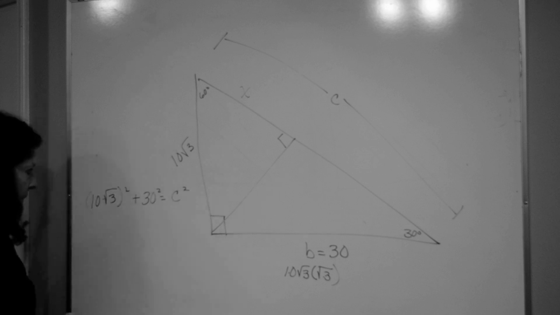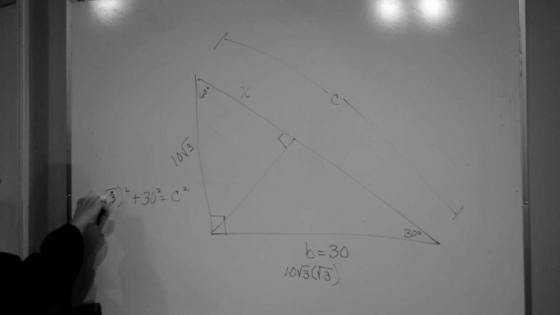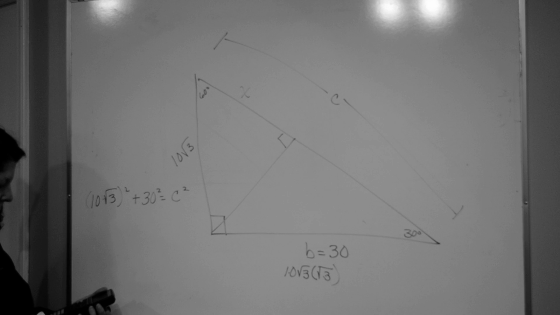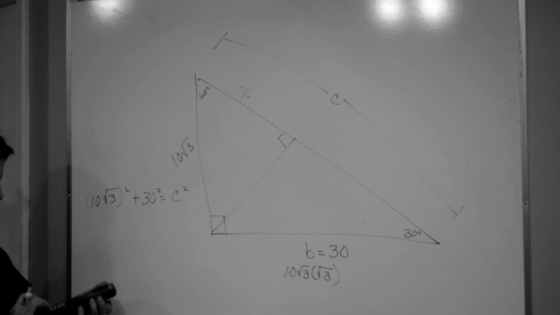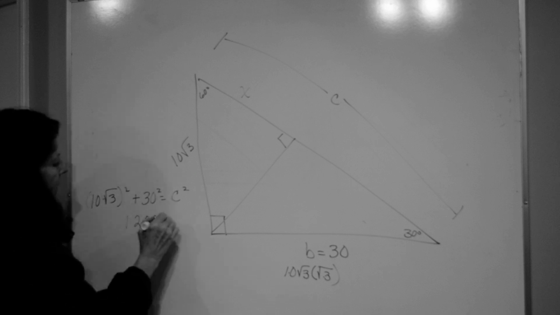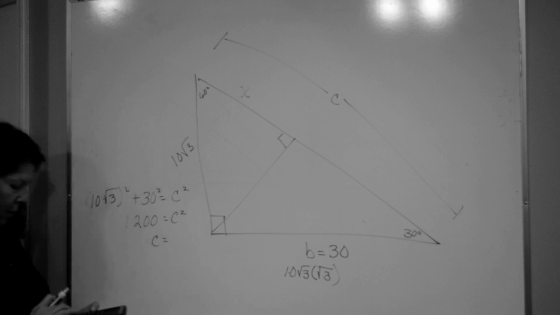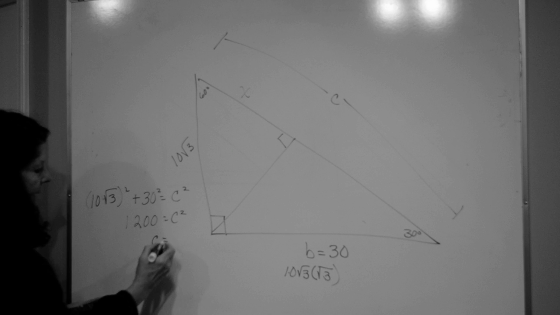And I'm going to have 100, because it's 10 squared, times 3, because it's going to be the square root of 3 squared. So that's going to be 300 plus 30 squared. So I have 1200 is equal to c squared. So c is going to equal the square root of 1200, which is going to give me a decimal value of this.